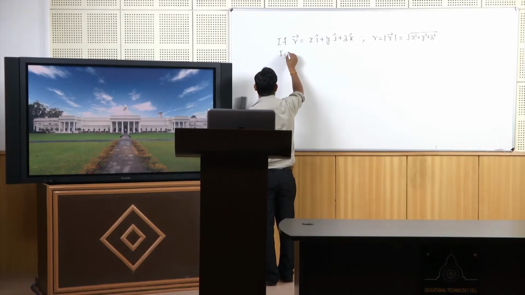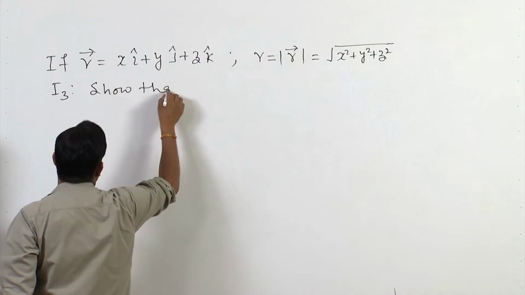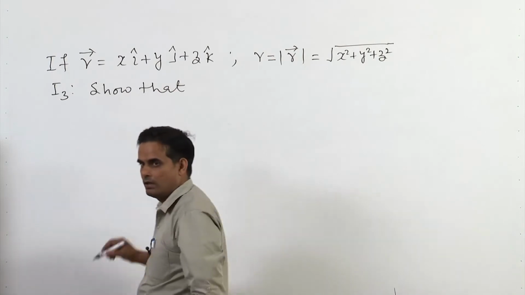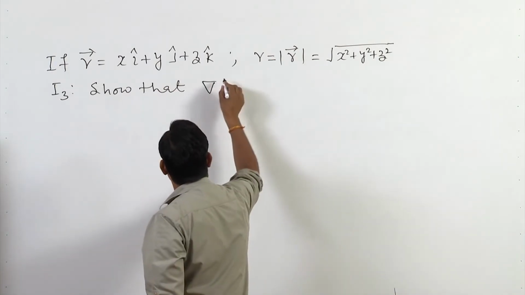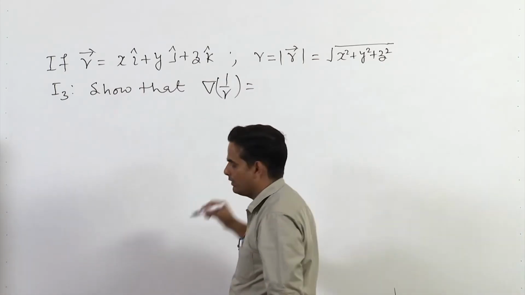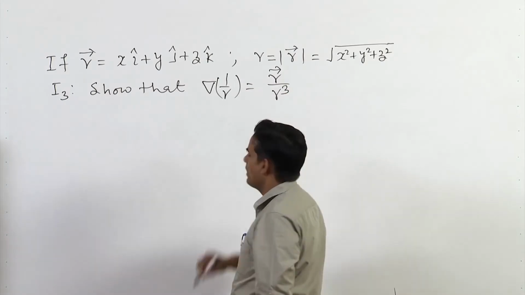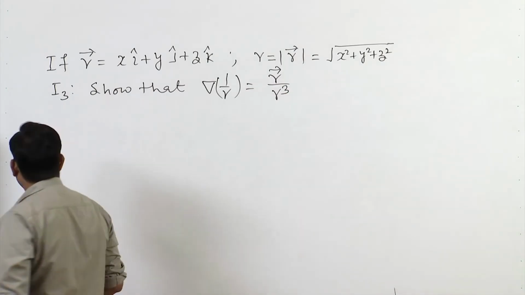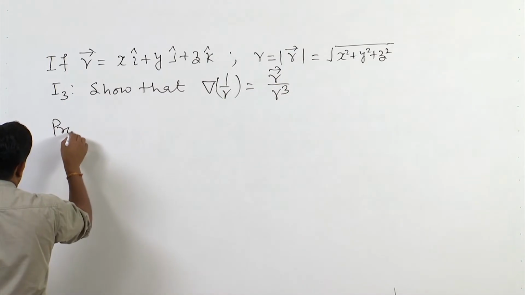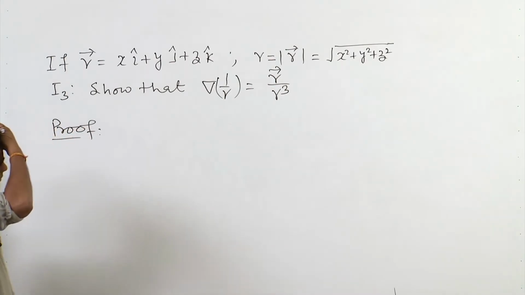The third identity is given as the gradient of 1 upon r equals vector r upon r cube.